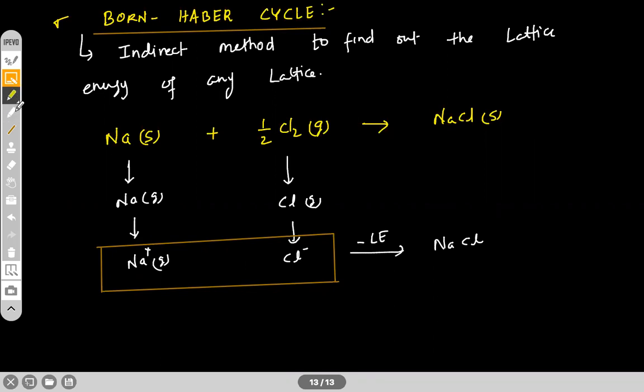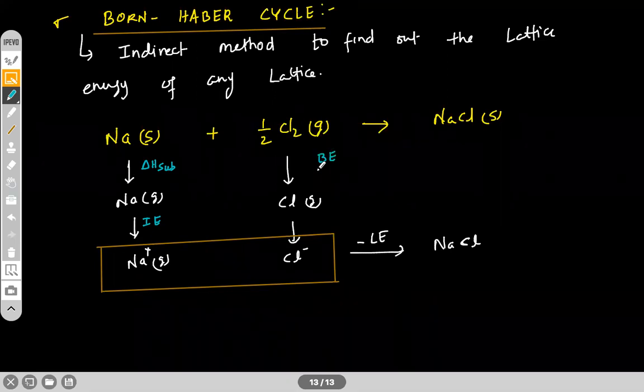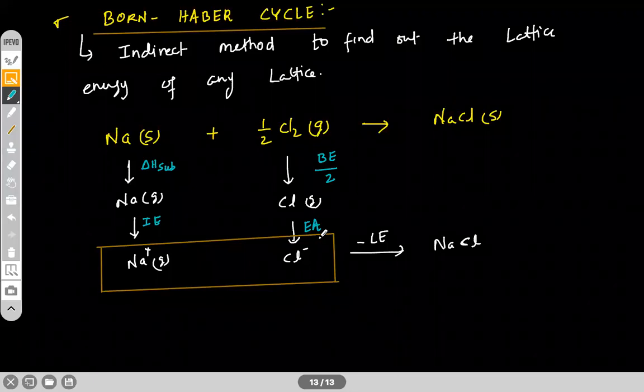So what are the energies involved here? In the first step we have the enthalpy of sublimation, delta H of sublimation. Then we have ionization energy. Here we have bond energy: you need to break the chlorine-chlorine bond. Since we have half a mole, you need to supply half of the bond energy. Then we have the electron affinity. Then lattice energy releases.